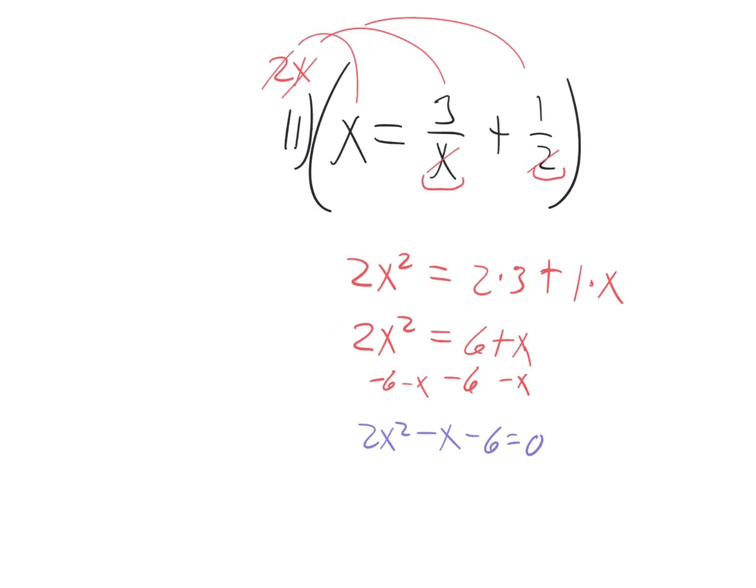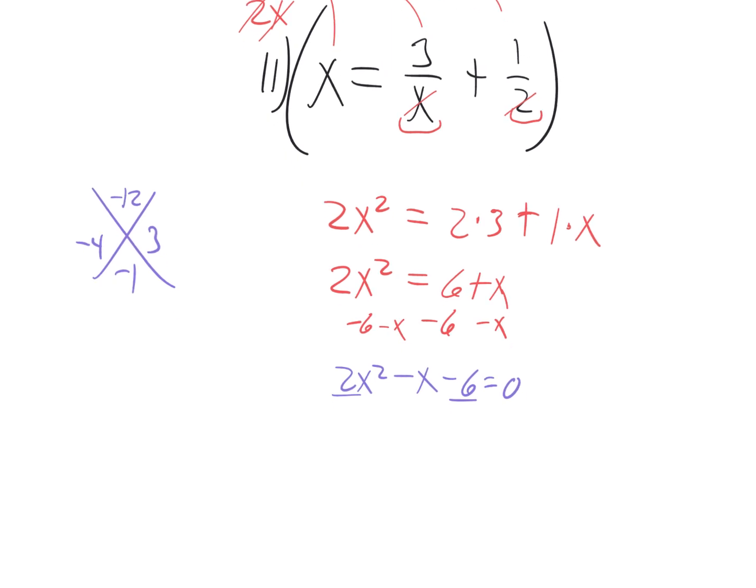And then let's see if we can factor it. So we want factors of 2 times negative 6, so negative 12. Factors of negative 12 that add to negative 1. Can we think of anything? Okay, good. Negative 4 and 3.